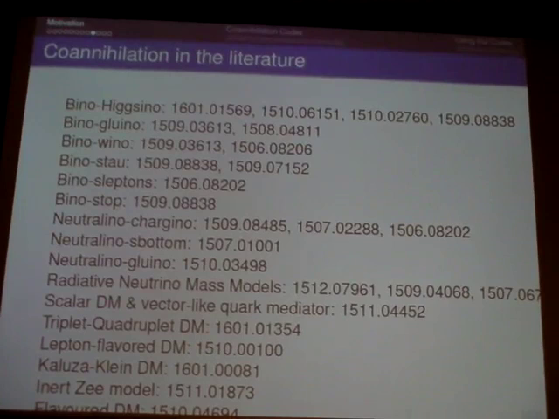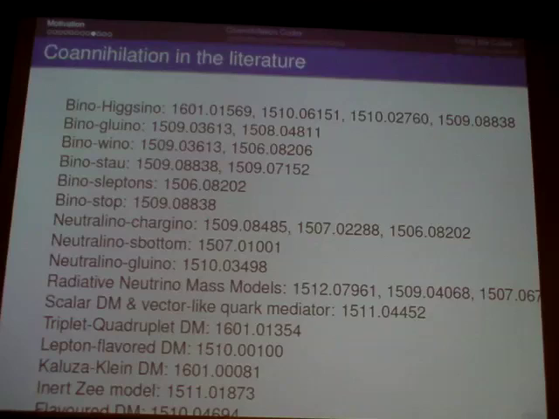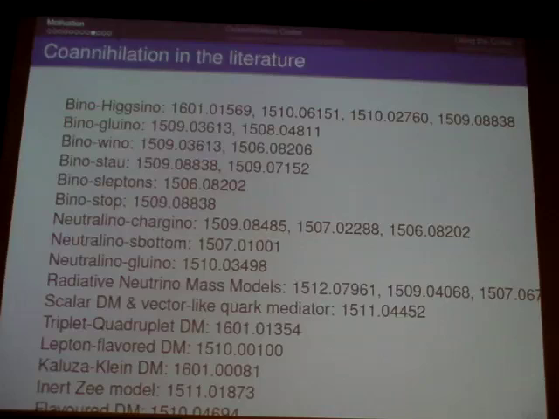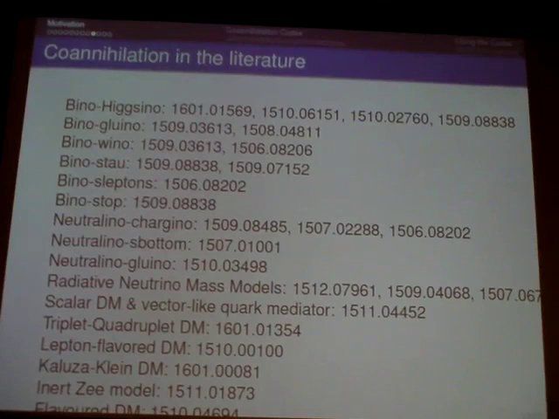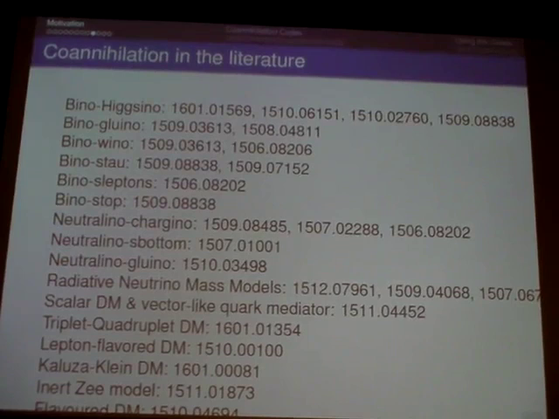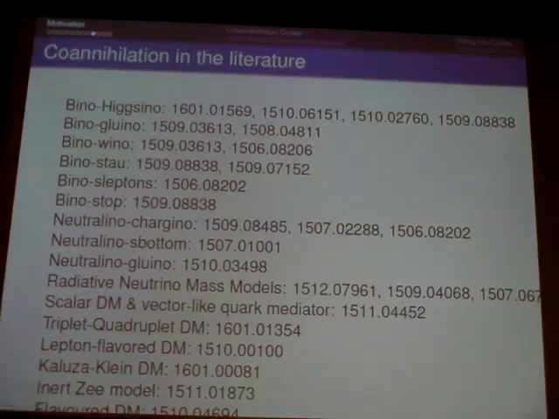So what I decided to do is look at the Griest and Seckel paper from the 90s, 91, and look at the recent papers that cite it for coannihilation. I decided to list the papers until they went both off the side and the bottom of a slide. So here we have it. If you look, I think the latest paper is from last June. What I'm trying to express in this slide is that there's quite a lot of interest in coannihilation for a very wide range of models. Up here you have bino coannihilation, neutrino coannihilation. But then down here we've got models where the neutrino masses are generated radiatively, or extra dimensional models.